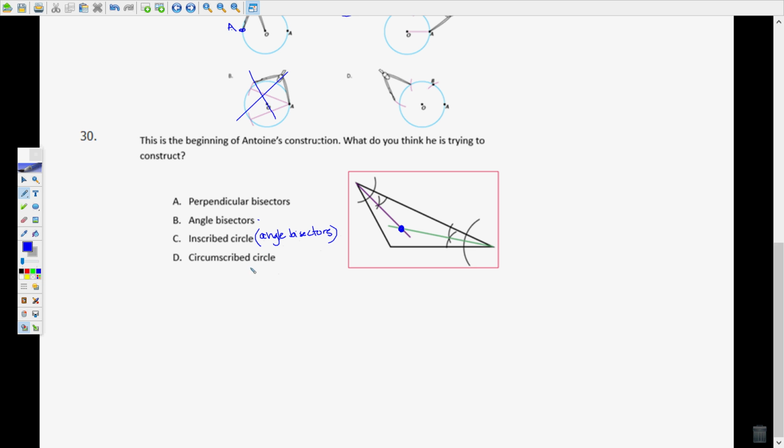And the point of concurrency of perpendicular bisectors will be the circumscribed circle. So this one is for the inscribed circle. It has to do with angle bisectors. You're bisecting angles. Perpendicular bisectors are bisecting the sides and forming right angles with those sides.